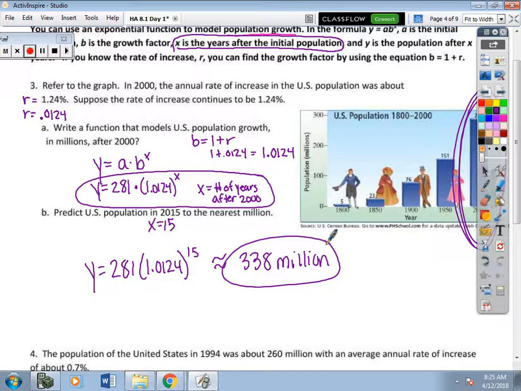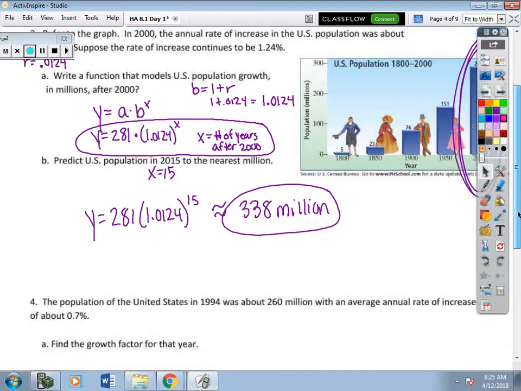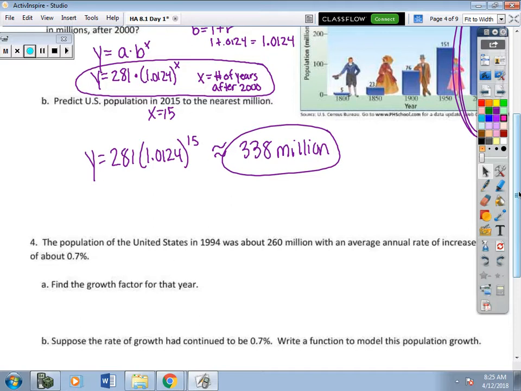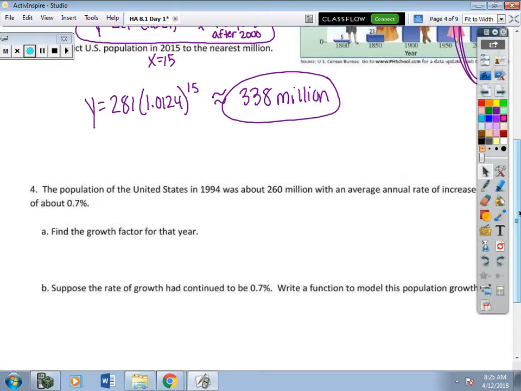Next one, similar type of problem. We don't have the graph this time, but they do ask us some different questions, and I just want to make sure you understand what is being asked of you. The population in the U.S. in 1994 was about 260 million, so that's your initial population. What variable is the initial population, A, B, or X? A. With an average annual rate of increase of about 0.7%. So R would be 0.007. Make sure you move the decimal appropriately.